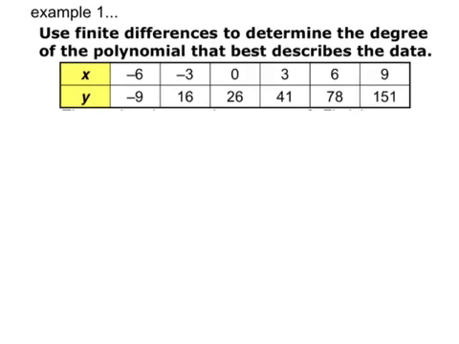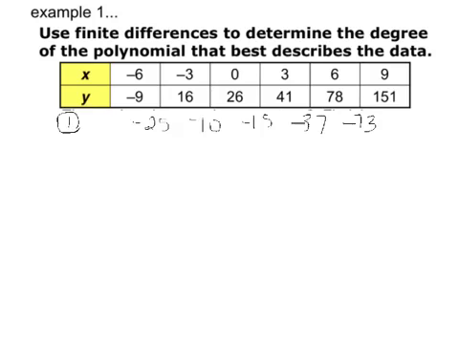Okay, you try this one, use finite differences to determine the degree of the data. You're just going to take each number and subtract it from the number next to it, and you just have to go in the same order. I'm going to move left to right again, so my first one will be -9 minus 16, which will be -25. 16 minus 26, -10. 26 minus 41. 41 minus 78. 78 minus 151. Okay, our first differences do not work, so go ahead and figure out what the degree is by doing the second differences, third differences, until you get a constant.